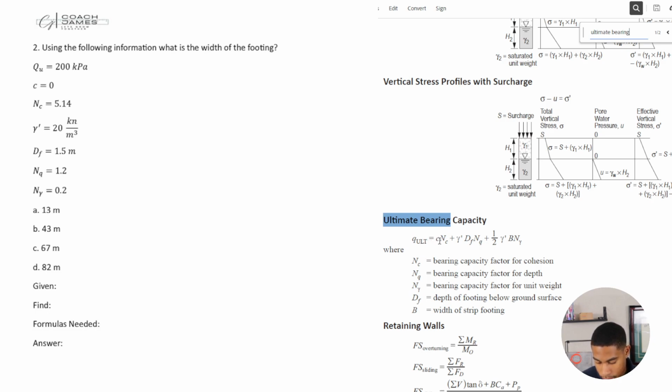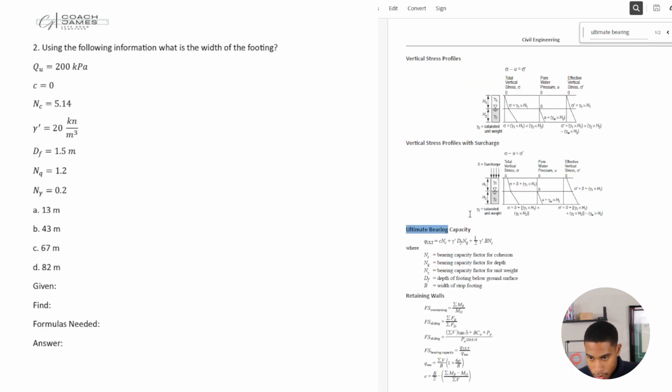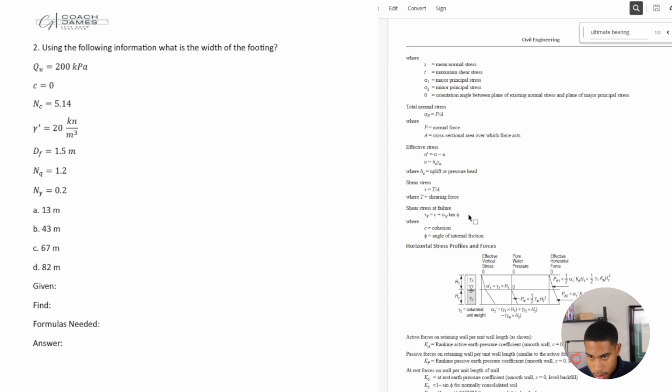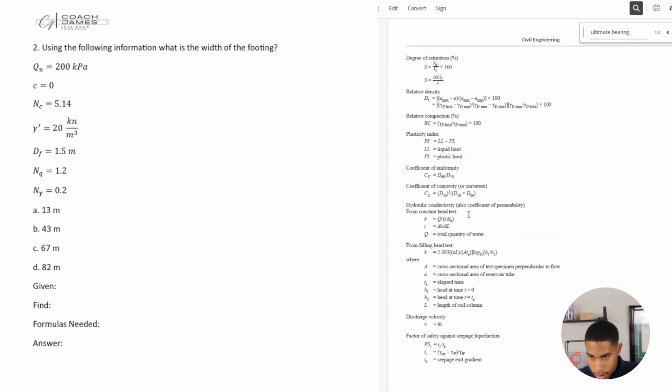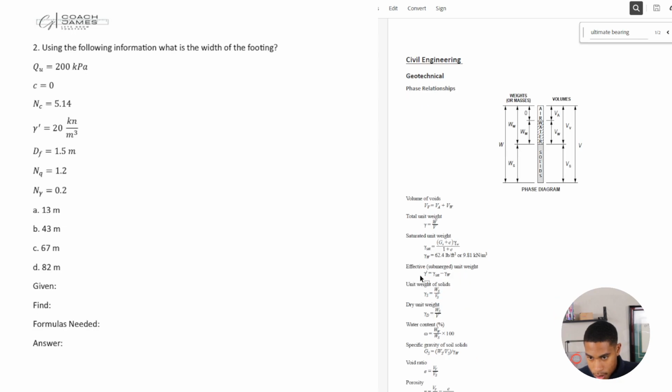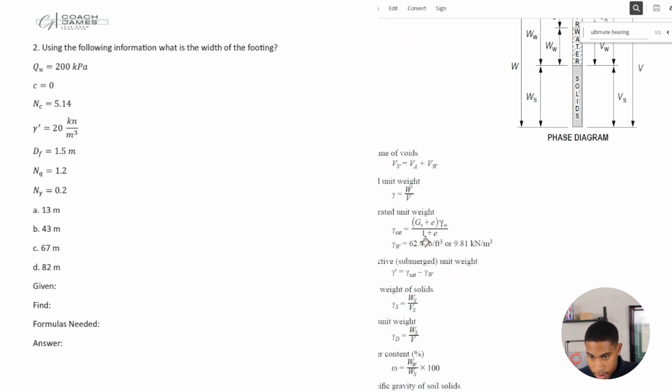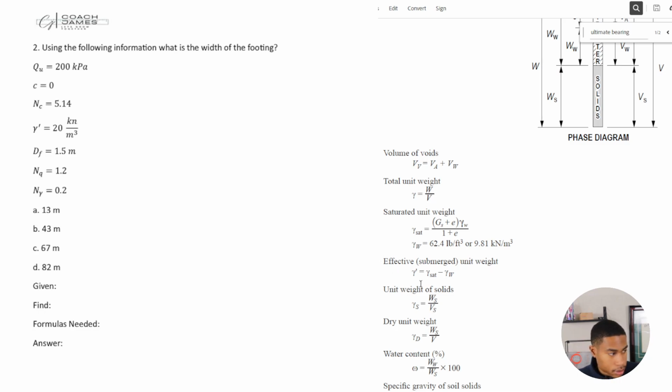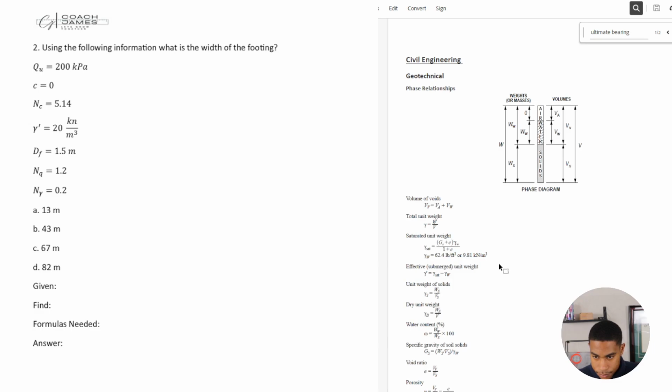They give us C, which is 0. They give us NC. They give us our... let's look up what Y bar is. I think we did this in a previous example, but I just want to make sure you know where I'm getting some of this stuff from. So Y bar, I have to search and look through this handbook, right? Y bar is equal to the effective unit weight.